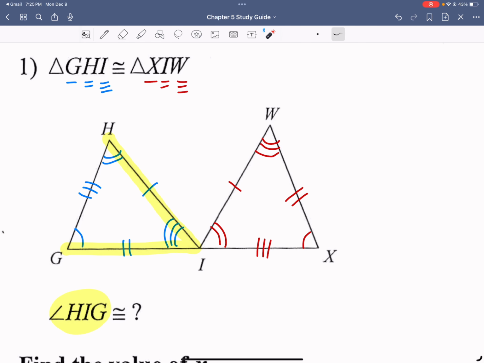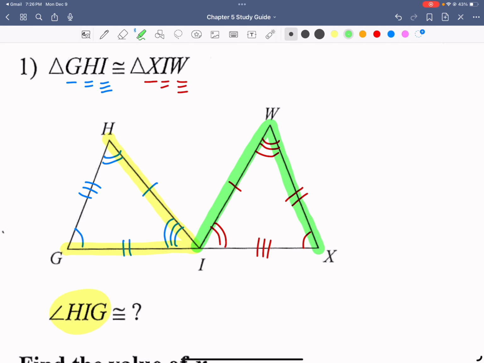Well, look at the number of tick marks. We have 3 tick marks here. So you really want to find the one that has 3 tick marks in the other triangle, which is just going to be this angle right here, angle W. And so let's write that in. This is the angle that we want to find.